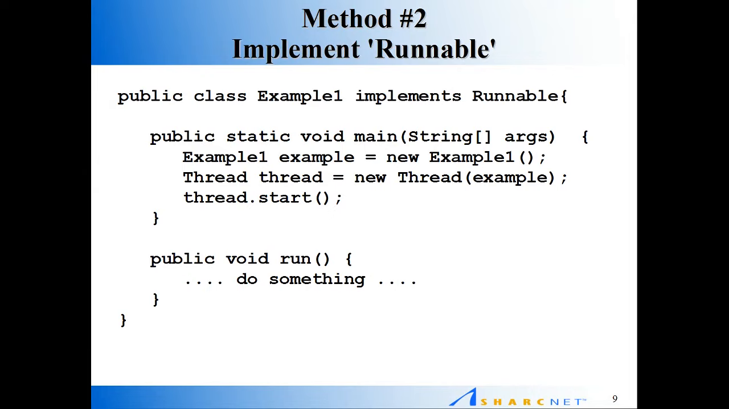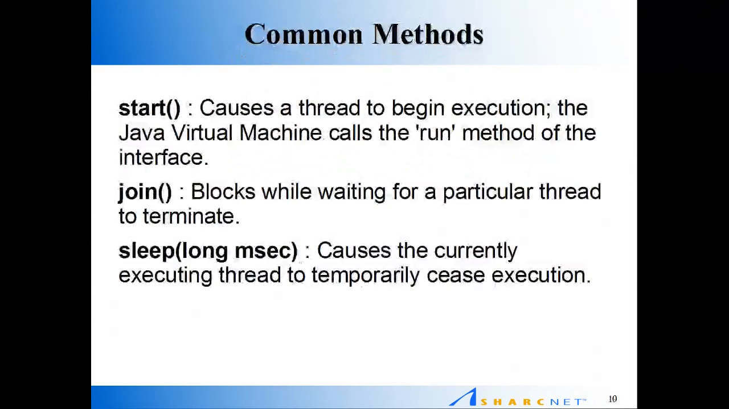So before we continue, there's three methods that are important to know for the examples I'm going to be showing you. The first one is start, and we've already covered this one, but it causes a thread to begin execution by the JVM will call the run method of the interface. Join will cause a thread to block while waiting for another thread to terminate. Sleep will cause the current thread to temporarily block, allowing other threads to execute.